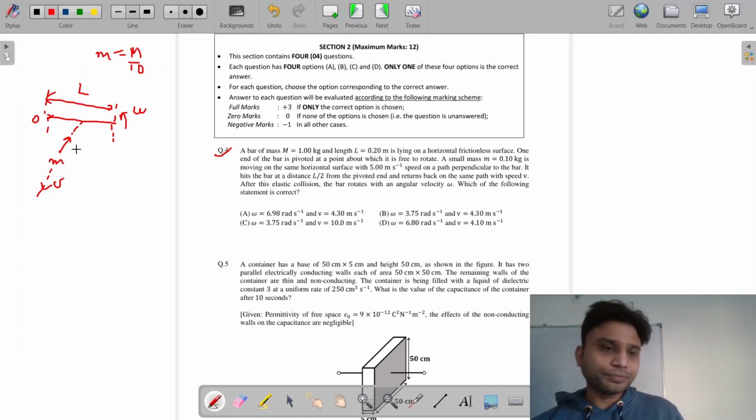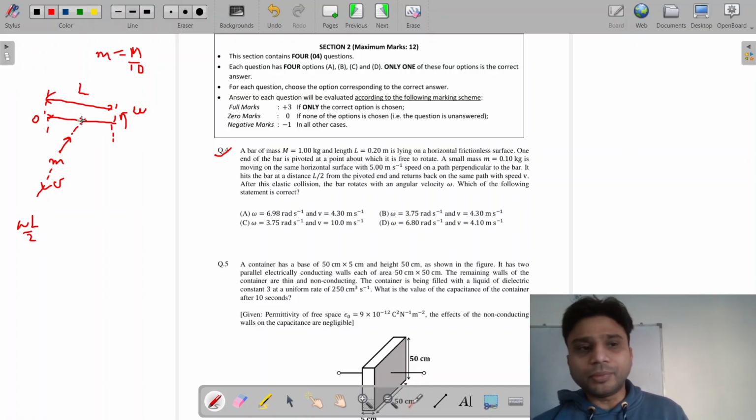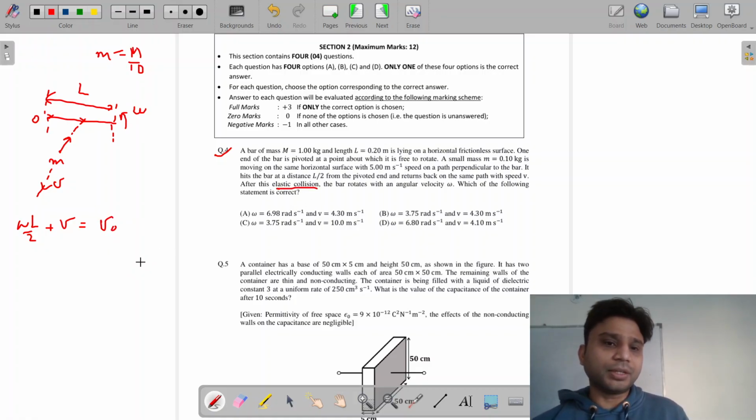So how do we do that? We'll say omega L by 2 would be the speed of the point on the bar with which it is going away from the mass m. Mass m itself is also going away with the speed v, and let's say it is approaching the system with the speed v naught. Since the collision is elastic, we can write this equation. Had it been an inelastic collision, we would multiply it by e.